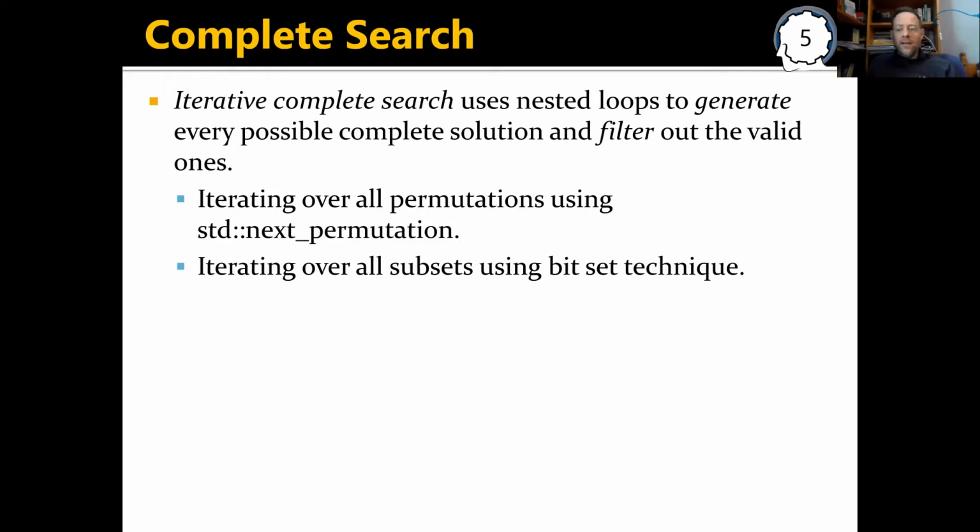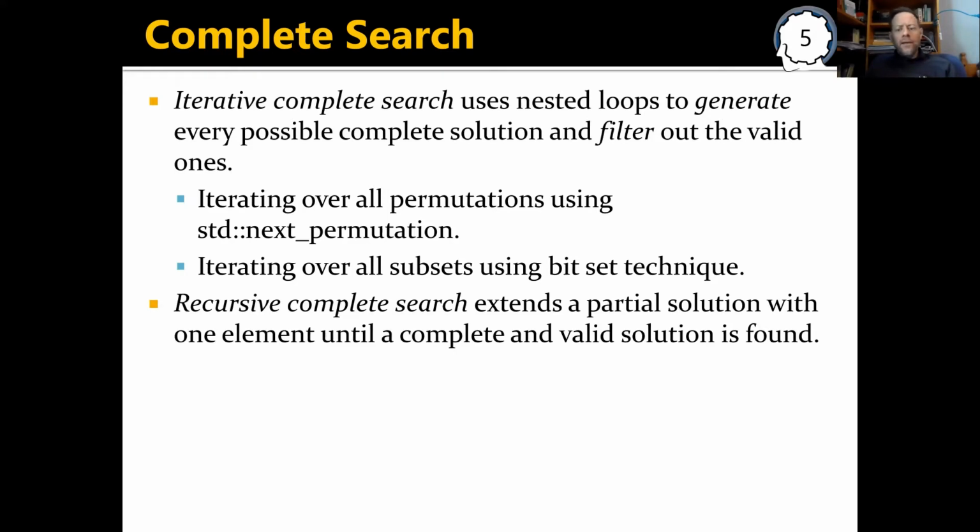In this case, each bit in your number represents whether a particular item is included or not. So if you have, for example, 16 items, you can loop from 0 to 2 to the power of 16, where 0, of course, means that no elements are included, and 2 to the power of 16 minus 1 means that every element is included. This is a very efficient way of iterating over subsets.